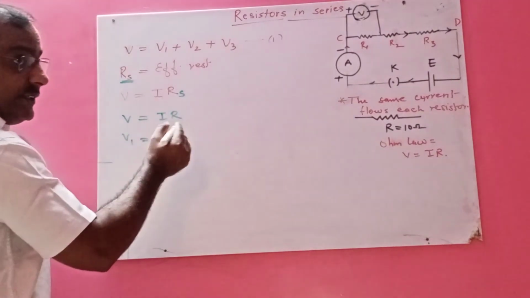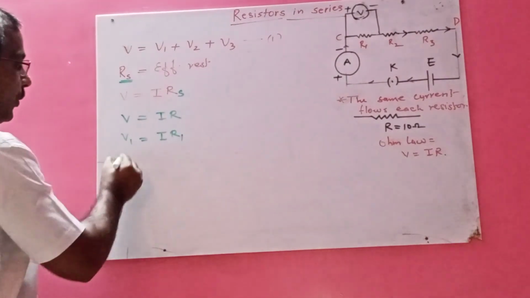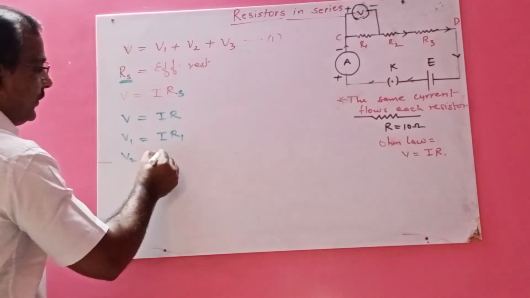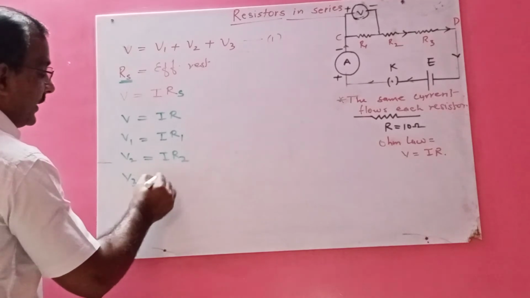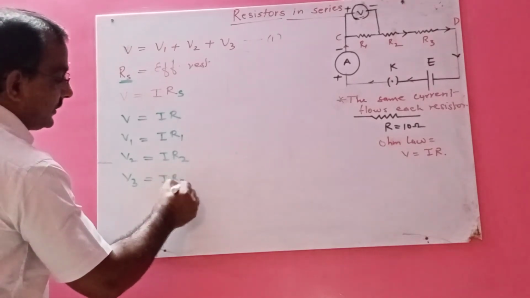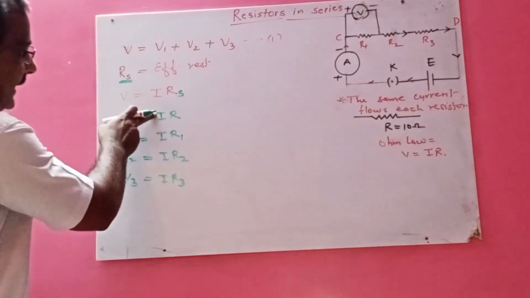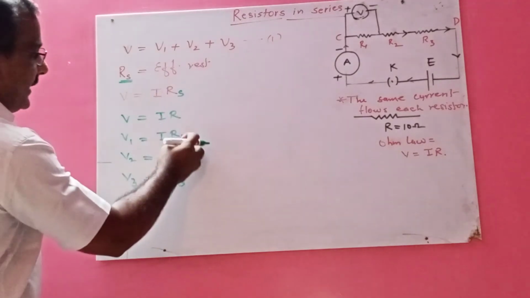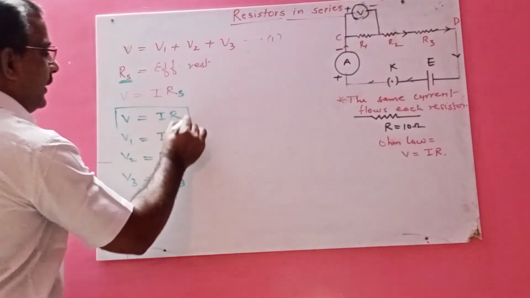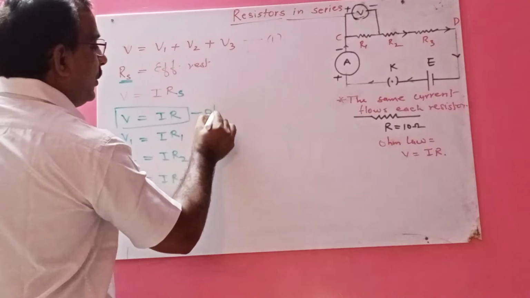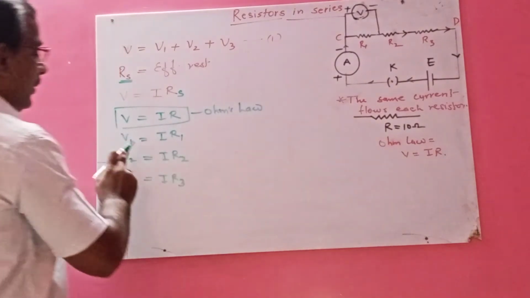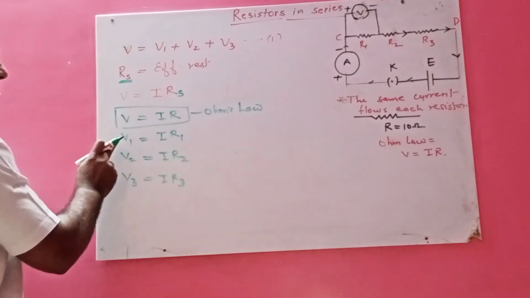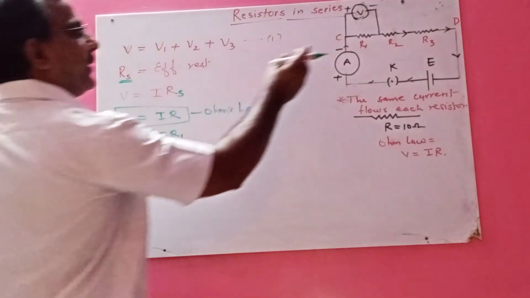But there are three resistors, so write R1. What about V2? V2 is equal to IR2. V3 is equal to IR3. Current is the same, children, through these three resistors. This is Ohm's law.